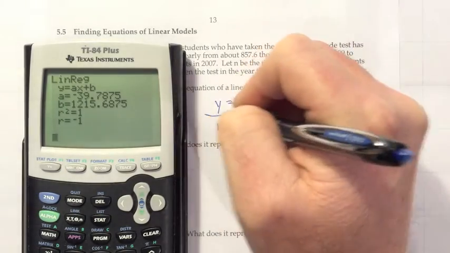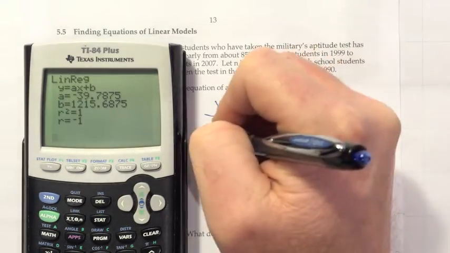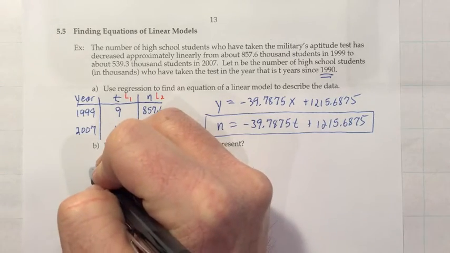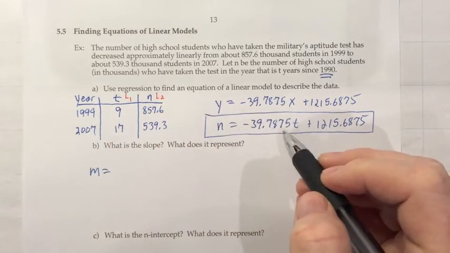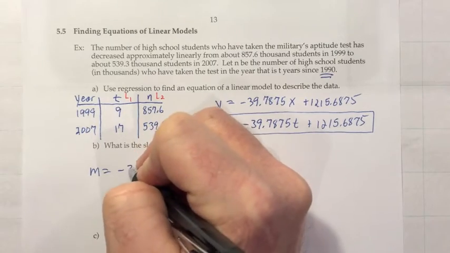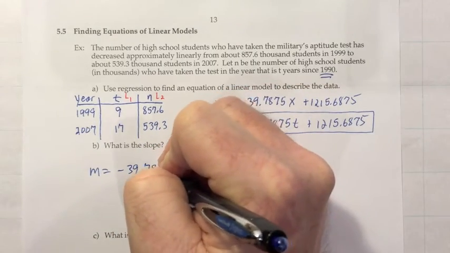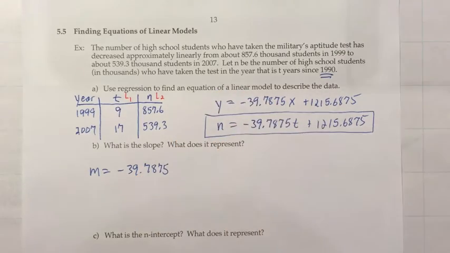And that would be our equation using regression. All right, and then moving on to part B, what is the slope and what does it represent? So we can get the slope quickly. The slope is the coefficient of our input variable, so it's that negative 39.7875 number. And then what does it represent?